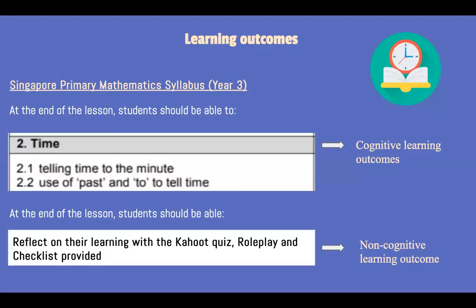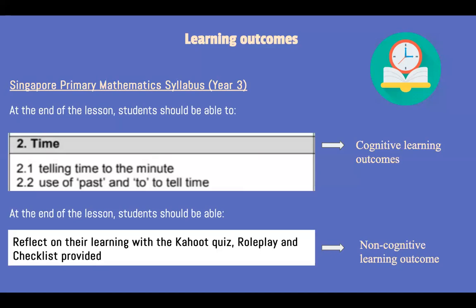Next, the learning outcomes that we have chosen under the Singapore Primary Mathematics syllabus for Year 3 are, firstly, at the end of the lesson, students should be able to tell and write time to 1 minute. This learning outcome is related to the pre-activity. Secondly, students should be able to use terms such as past and to to tell the time, which is related to the main activity.